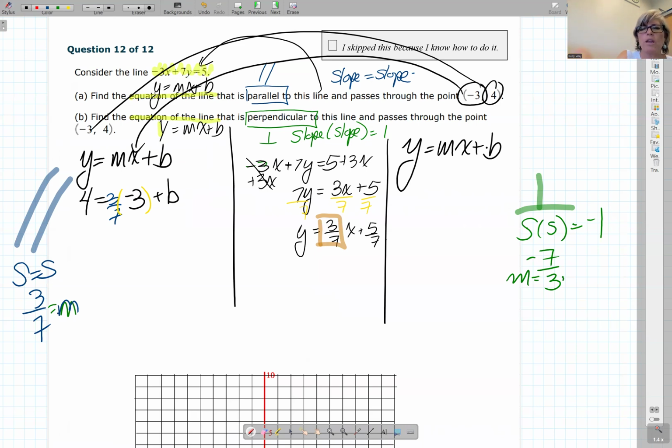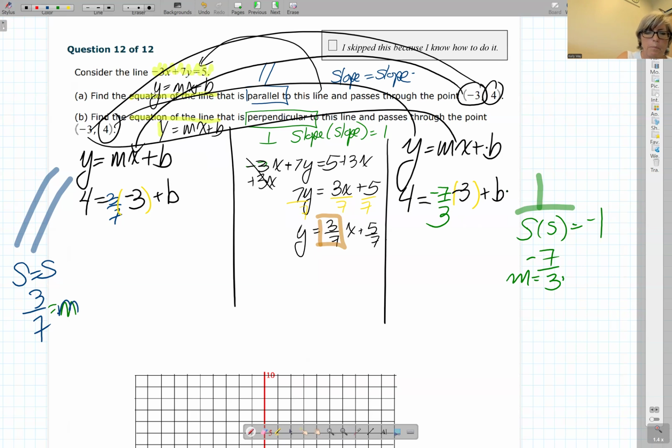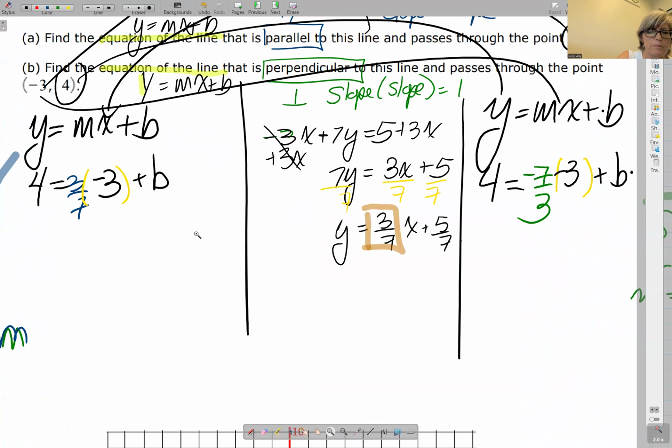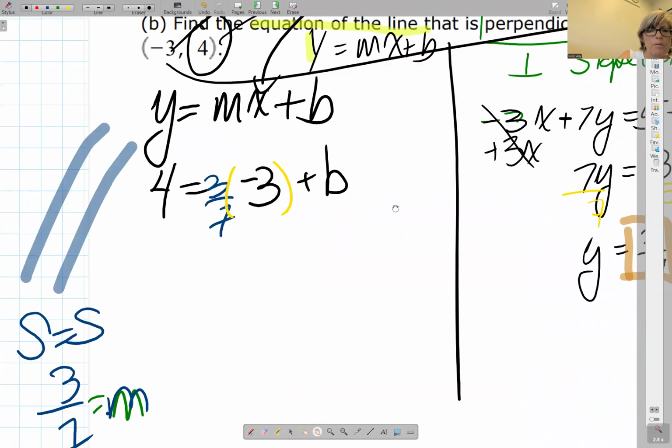Over here, same thing. Our y is 4. Our slope here is -7/3 times our x, which is -3 plus b. Okay, we're going to solve for both.